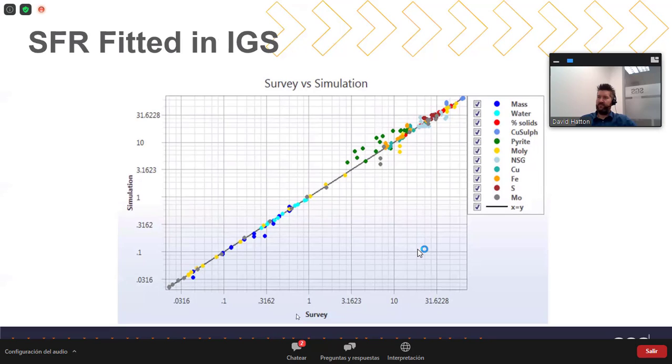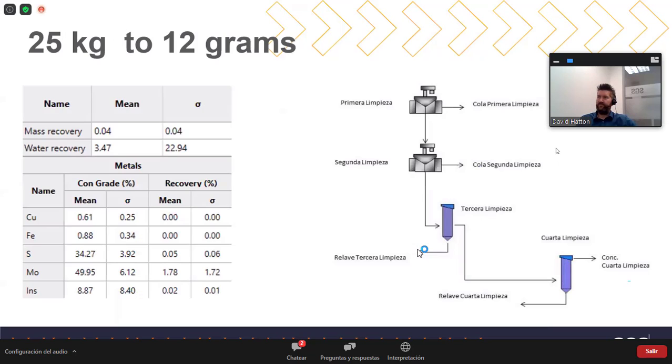So over here we've got the measured results from the test work compared to the simulated results while running our pseudo SFR model. Some of the pyrite values were a little bit out, as you can see here, and it turned out that's more to do with the test work not necessarily being in steady state. But yeah, the model performed well.